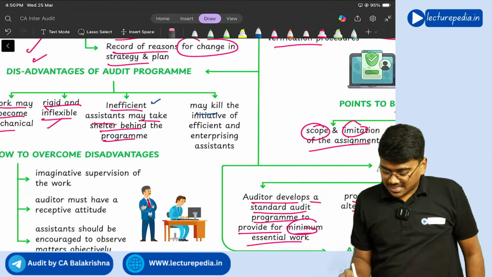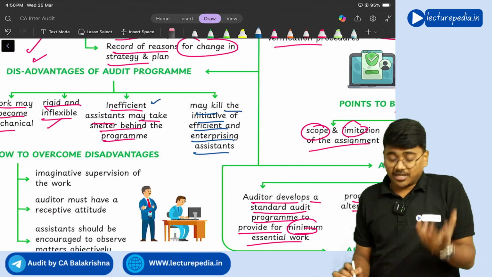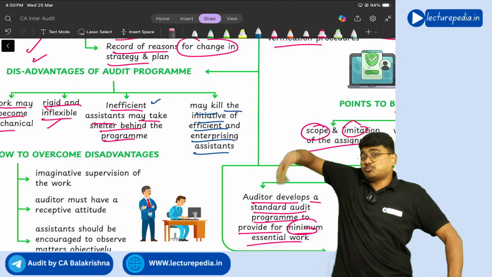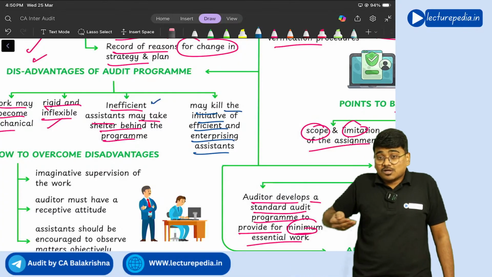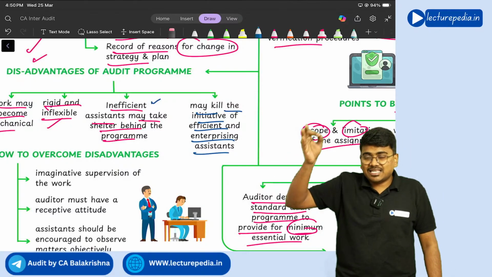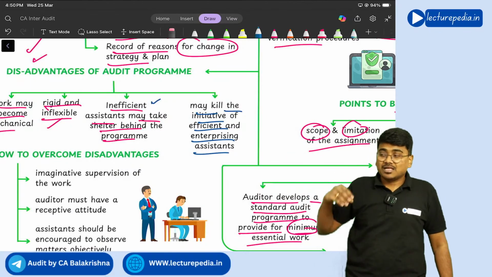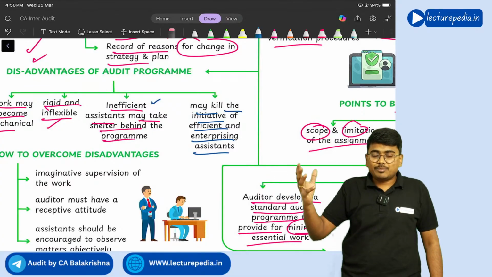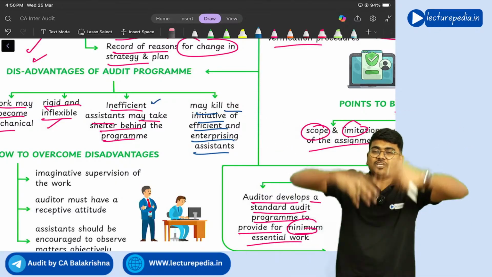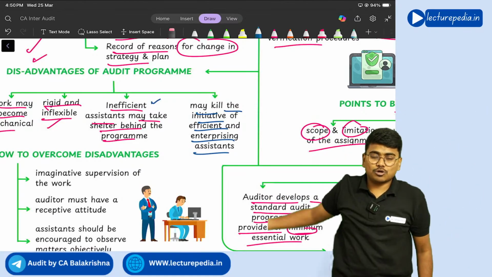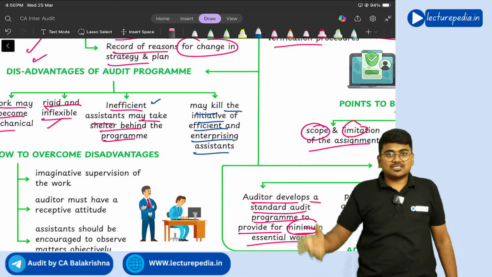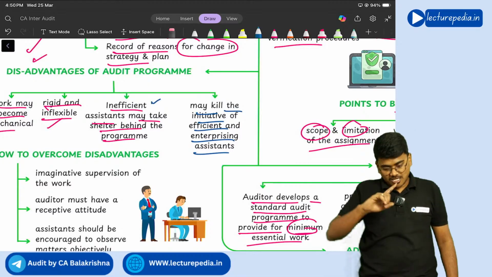Next, it may kill the initiative of an efficient and enterprising assistant. There will be some article assistants who want to explore more, right? So if you give an audit program and ask them to strictly stick to it, their hands might be tied, because they want to explore more areas and perform more audit procedures, but you are restricting them just to the audit program. Again, for this disadvantage also, the solution is being open-minded.